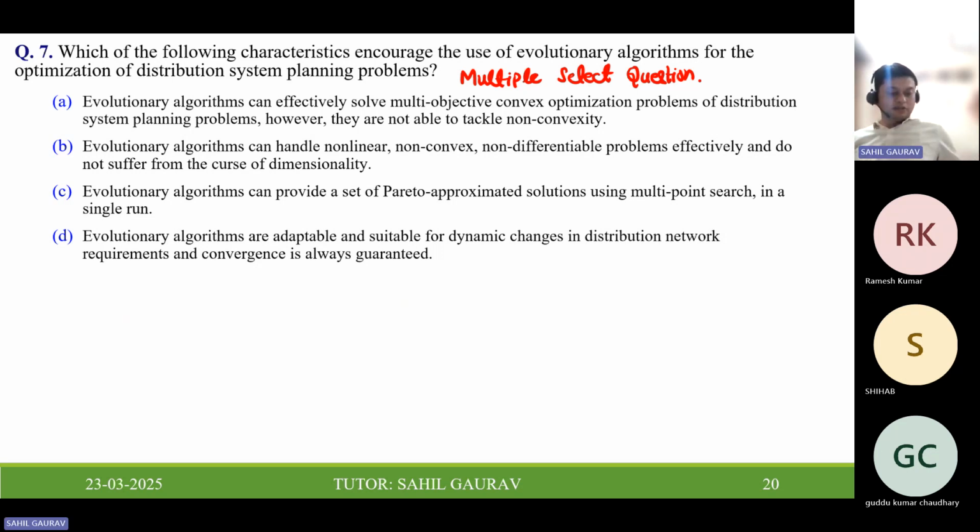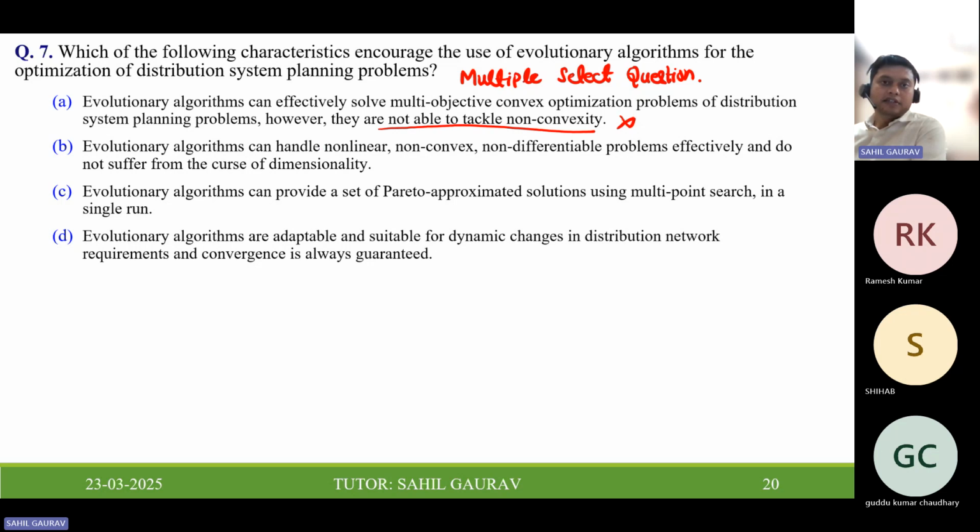So for the evolutionary algorithms, first option is C. Evolutionary algorithms can effectively solve multi-objective convex problems for distribution system planning. However, they are not able to tackle non-convexity. So this is incorrect. They are able to tackle non-convexity, so it is incorrect.